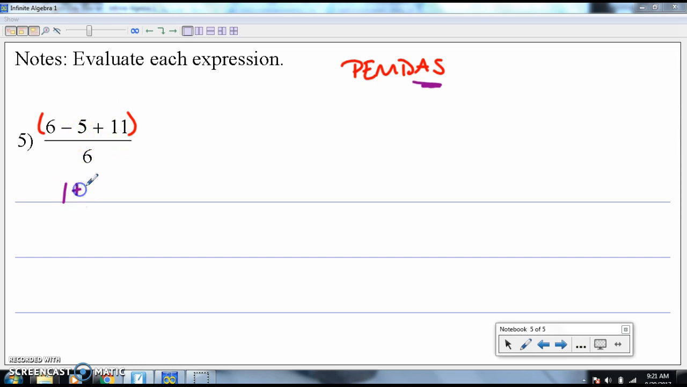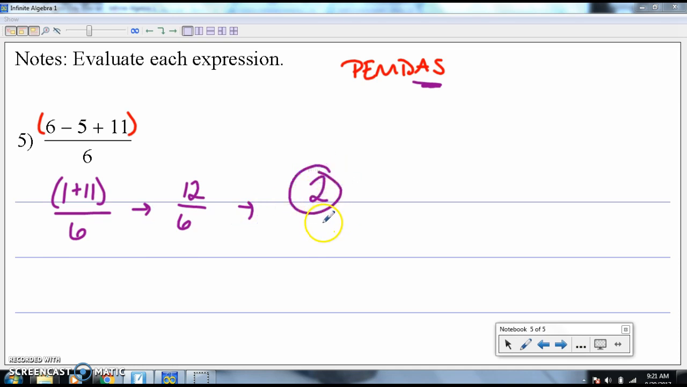Because there's still a plus 11 left there, I'm going to keep my parentheses this time. Okay? We're still inside our parentheses. Now we need to add. So 1 plus 11 is 12. Okay, so we actually have 12 divided by 6, or 2, for our final answer.